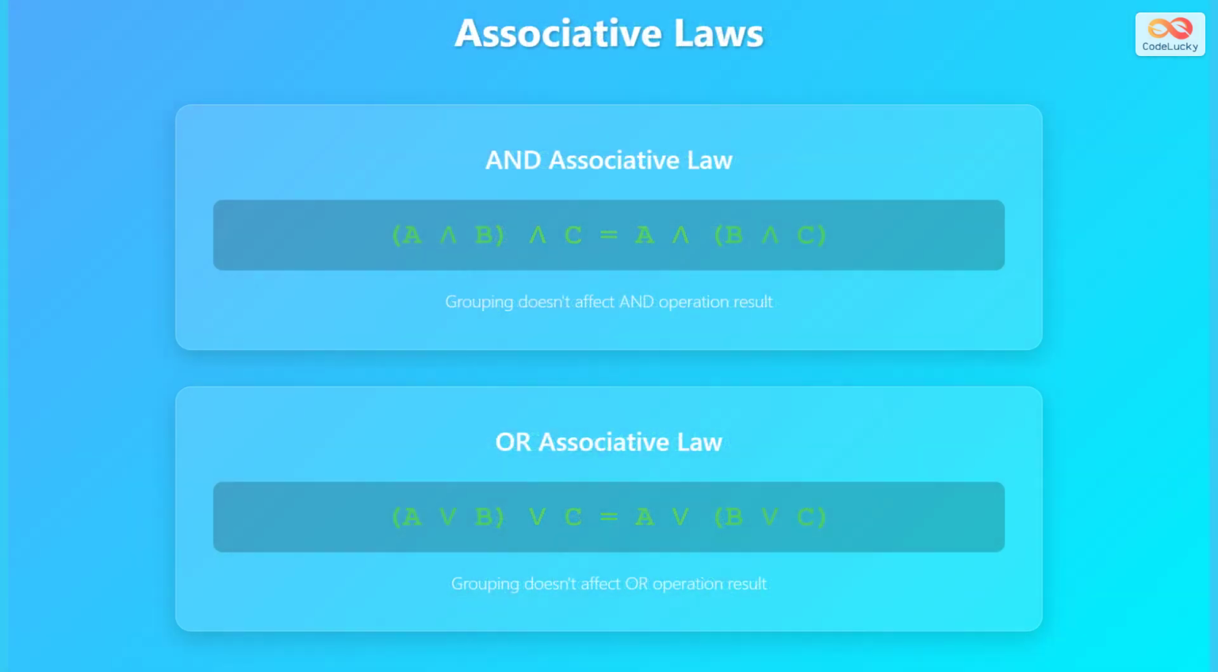Next are the associative laws. The associative laws state that the grouping of operands does not affect the result of the operation. For the AND associative law, (A and B) and C is equal to A and (B and C). For the OR associative law, (A or B) or C is equal to A or (B or C). So, when performing a series of AND or OR operations, the way in which the variables are grouped together does not change the outcome.